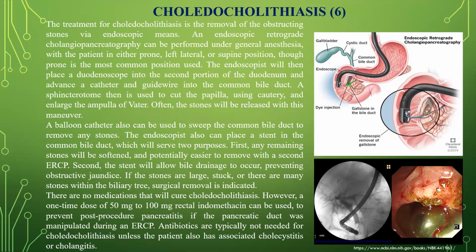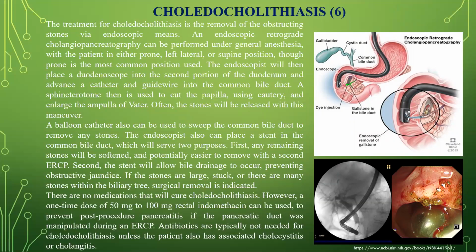An endoscopic retrograde cholangiopancreatography can be performed under general anesthesia with the patient either prone, left lateral, or supine. Prone is the most common position used. The endoscopist will then place a duodenoscope into the second portion of the duodenum and advance a catheter and guide wire into the common bile duct.